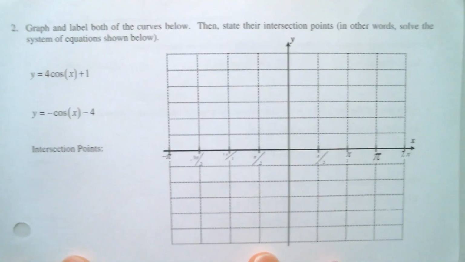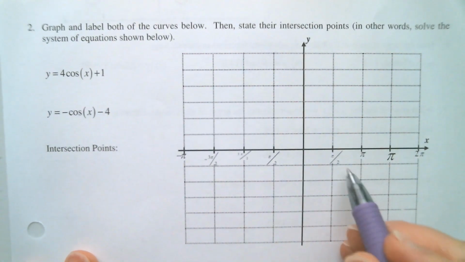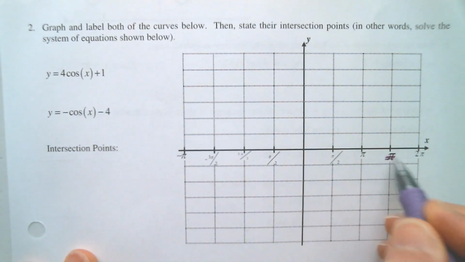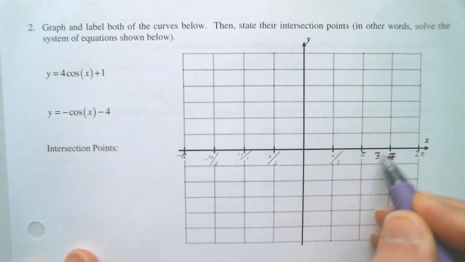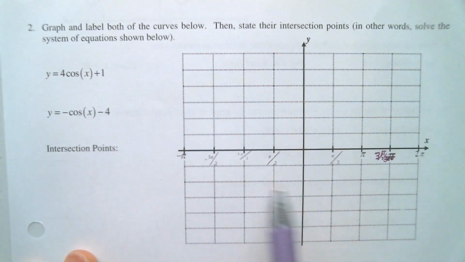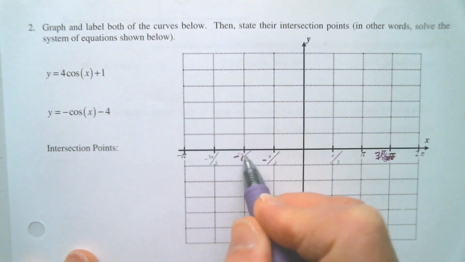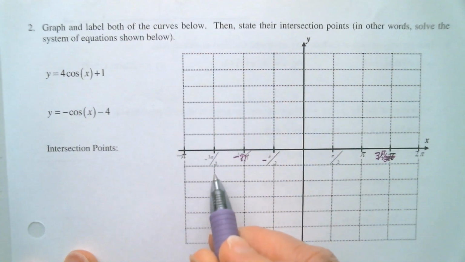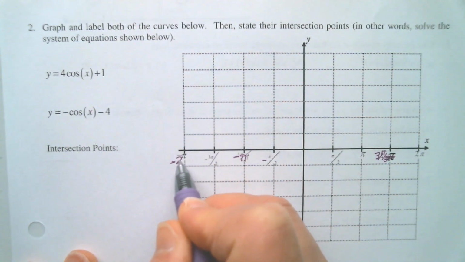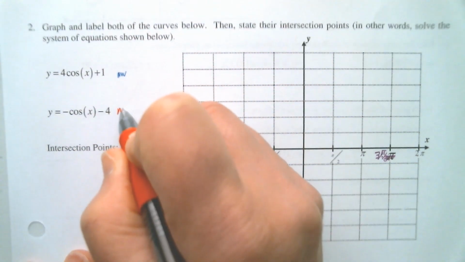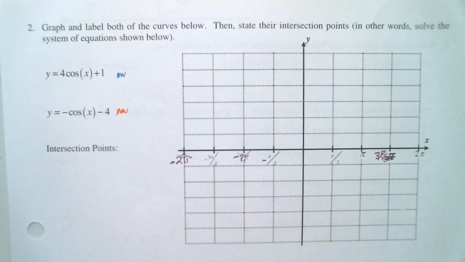The same with number 2. The pi over 2 is correct. Pi is correct. This is not pi. This is 3 pi over 2. 2 pi is correct. This is negative pi over 2, negative pi. Negative 3 pi over 2 is correct. That's a negative 2 pi. Blue and red. And you draw those graphs.